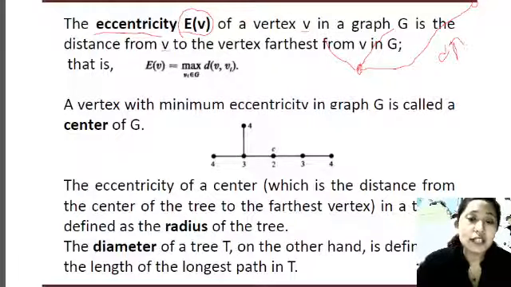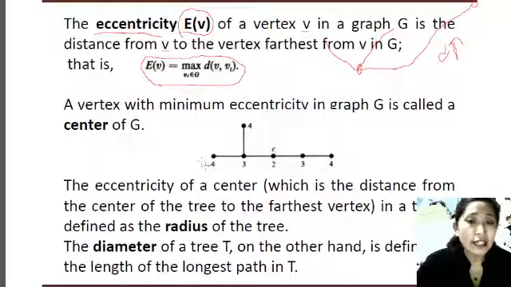So the eccentricity of a vertex is how far the farthest vertex in that graph is from the vertex whose eccentricity you are calculating. That is, from that vertex to the farthest vertex in the graph, you determine the distance, and that value is the maximum distance of that vertex with all other vertices. That distance value is called the eccentricity of that vertex.